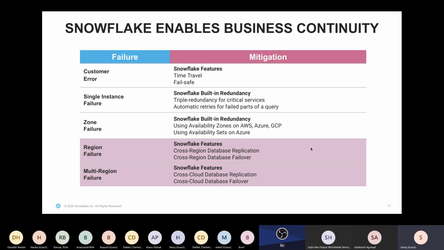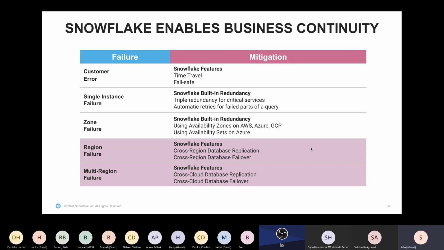And then for infrastructure failures, for a single instance failure, for example, if a virtual machine fails, and if the failure is in the topmost layer, the brains of the system, that's a stateful layer, and Snowflake runs these critical services in a triple redundant manner. So if a single instance fails, we have the other two instances take the load, and we're able to replace and reboot the failed instance.